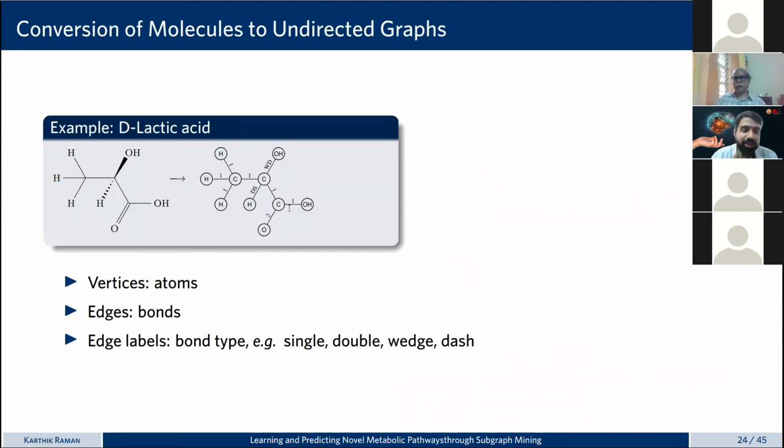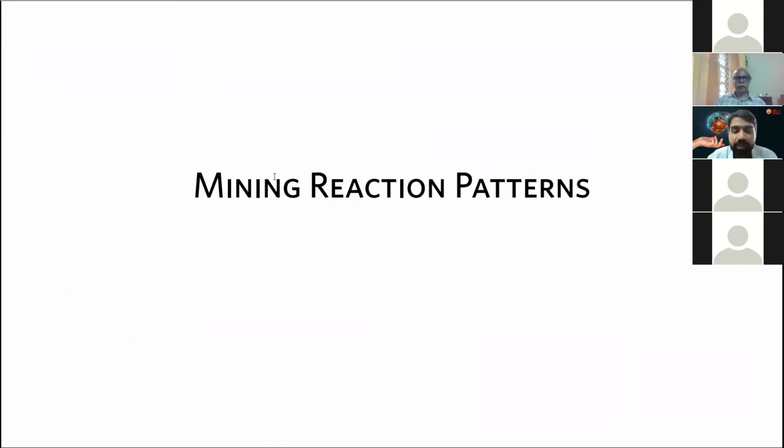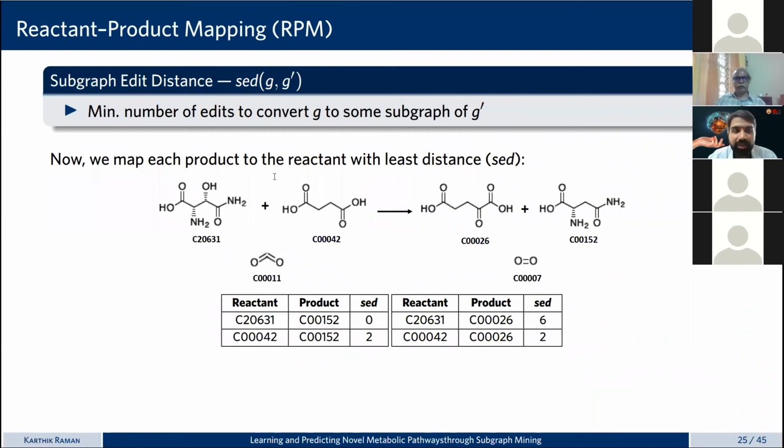Here's your example. This is D-lactic acid. Every vertex is an atom and every bond is represented by an edge. And we also have special edge labels for single bonds, double bonds, wedges, and the dotted, whether it's into the plane or coming out of the plane and so on. So now we need to mine reaction patterns. So here you go, there is a reaction. It's a particular metabolite, you have some asparagine, aspartate converting amongst themselves.